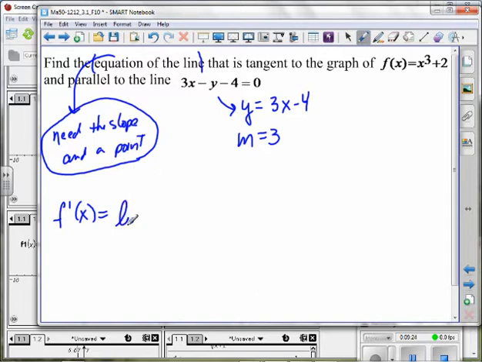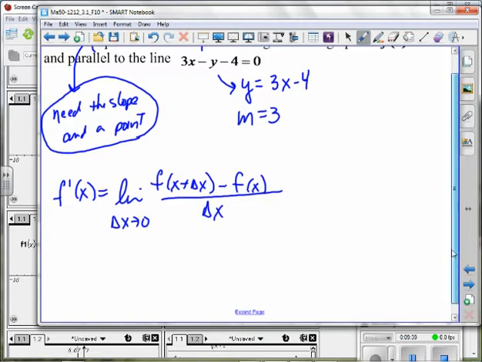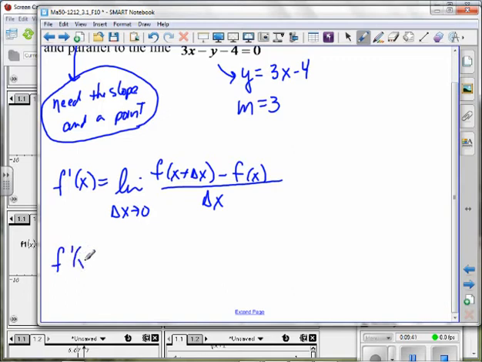So we got to go through this. Limit delta x approaches 0. Again, always write this out because you won't forget it, and you'll have the confidence on the test that you know what it is. Okay, so we've got the derivative specifically for our problem.